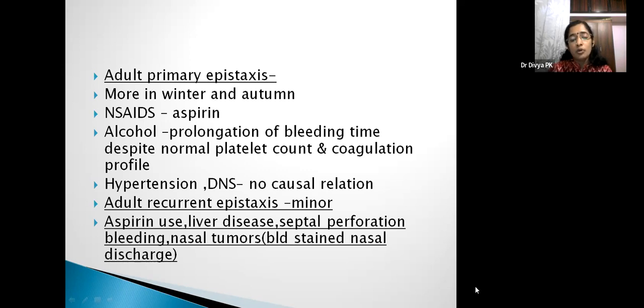Hypertension: actually, most patients with epistaxis will have a raised BP, but per se there is no causal relationship. A deviated nasal septum can also be associated with epistaxis, but no causal relationship has been established. Adult recurrent epistaxis is usually minor and self-limiting. In that case, always rule out aspirin use, chronic liver disease, septal perforation edges bleeding, and nasal tumors. But in nasal tumors, usually it will be blood-stained nasal discharge.